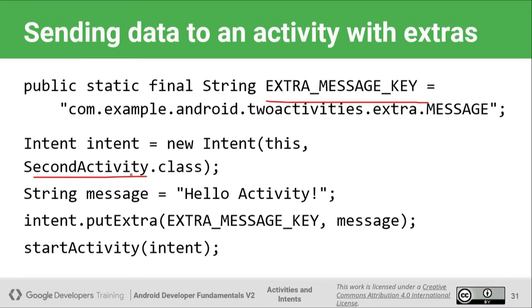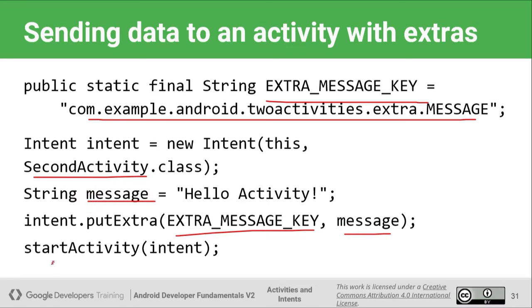Main activity is passing some data in this fashion. String message is "hello activity", and then we are going to put intent with putExtra, the extra message key for encryption purposes, and then we have the message. Here is the message, and then we start the activity with the intent. So this intent will call the activity which is called second activity. The intent will send this data to this activity.